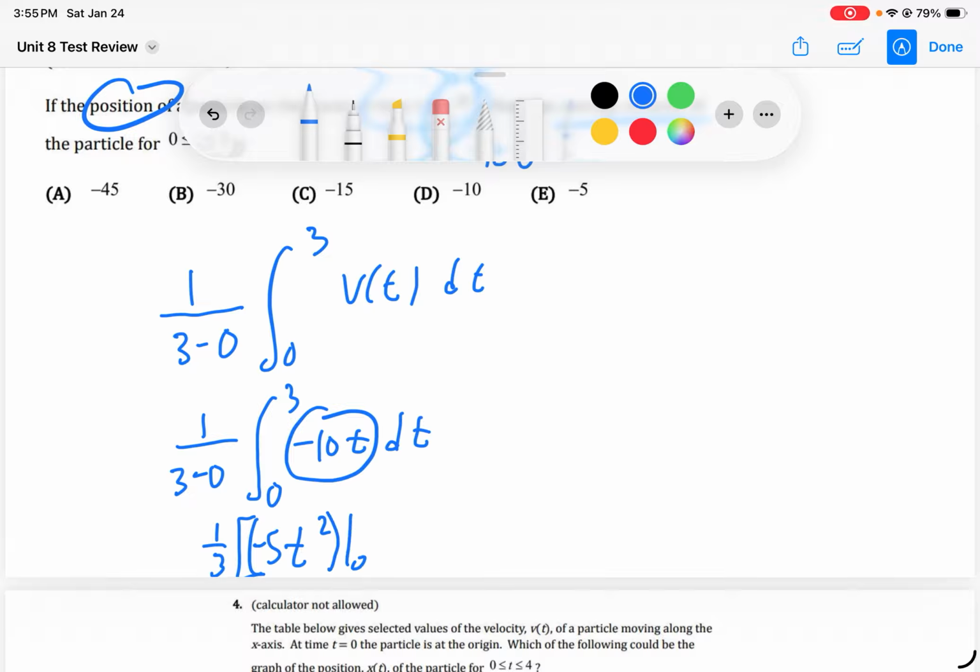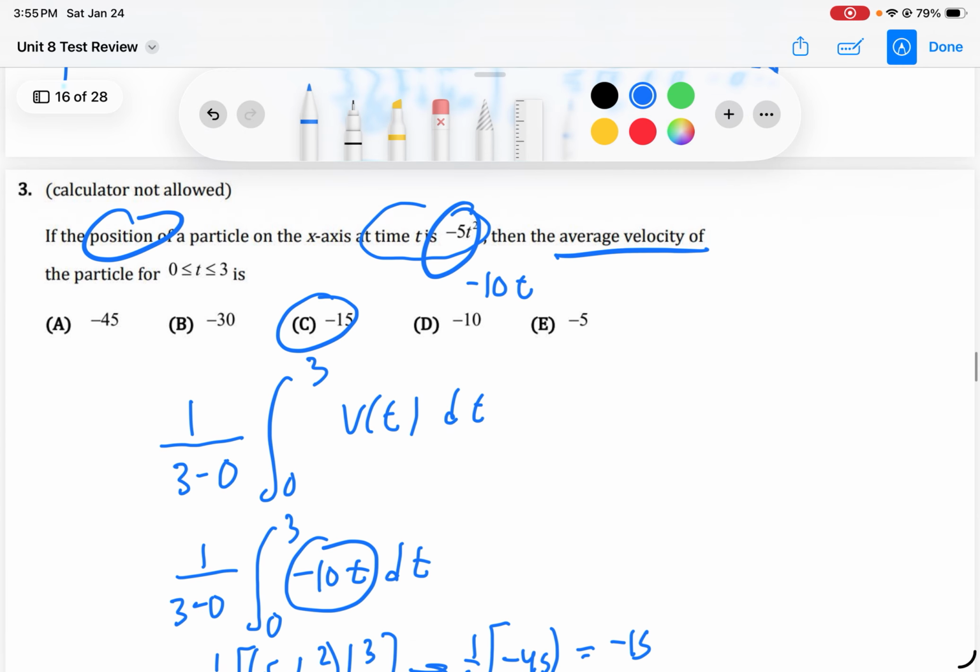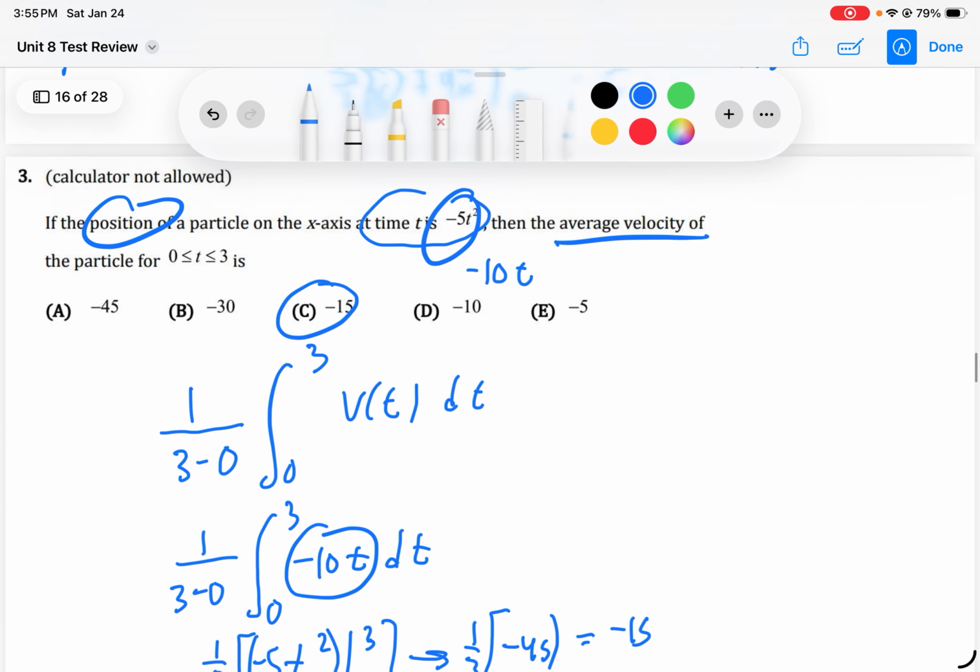Evaluate that from 0 to 3. So this would be 1/3 of, plug in 3, 3 squared is 9, 9 times -5 is -45. Divide that by 3, -15. Okay, I got -15 a different way. The way I did it earlier was just AROC. If you're given position, average velocity would be... I wonder if one of these is not right though. Average rate of change, it's got to be the same thing, so yeah, it's probably good.